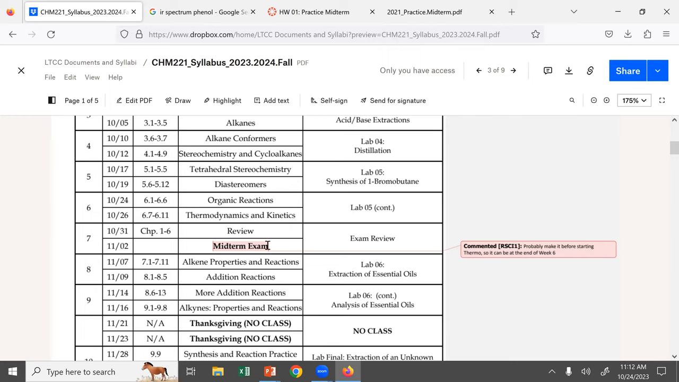Next Thursday, a week from Thursday, is going to be the test. So that means next Tuesday is wiggle room for me to finish lecture stuff. And the review is going to be during lab. So the chance to ask any questions and work through the practice test is going to be the lab section. And then we'll take the test in lecture on Thursday.